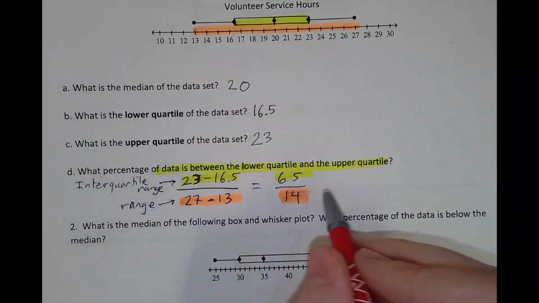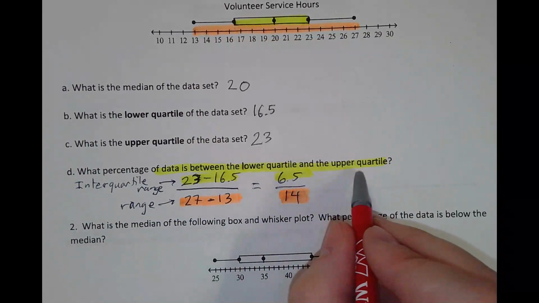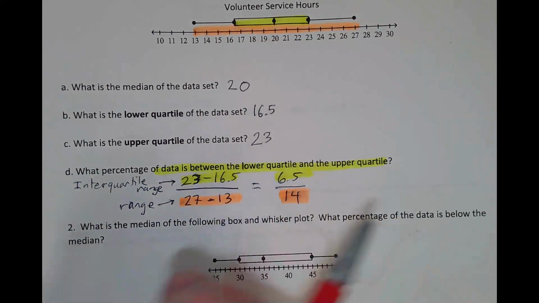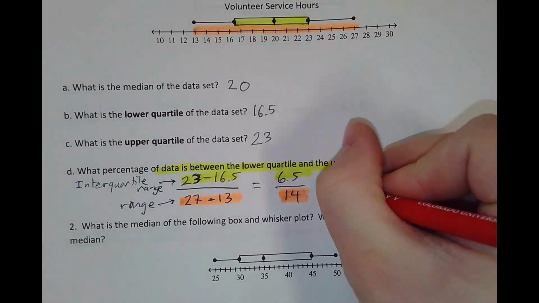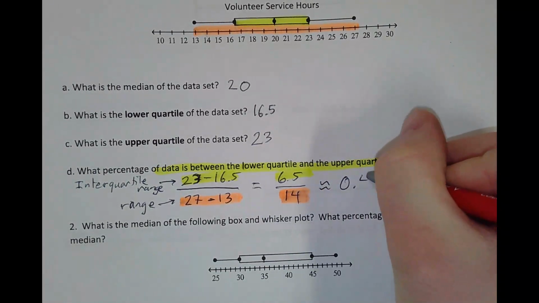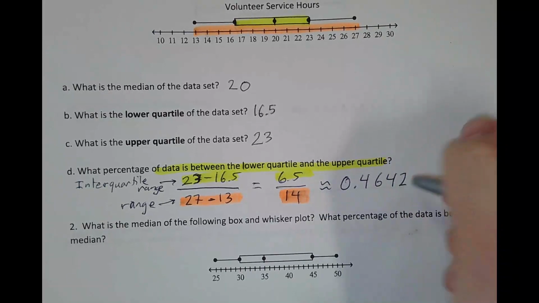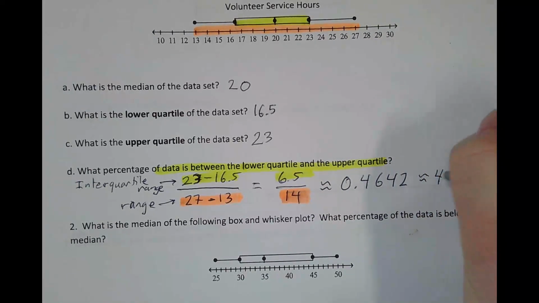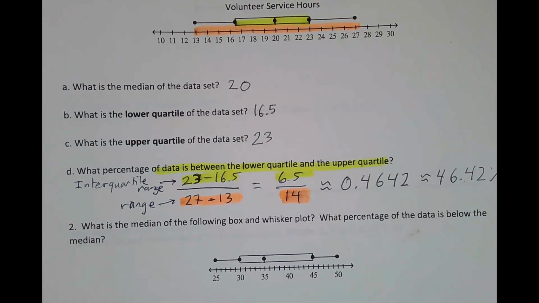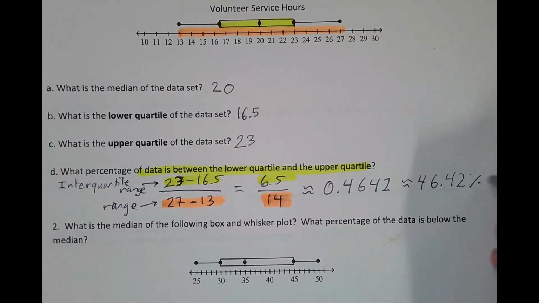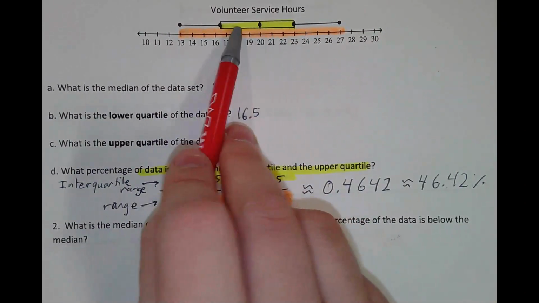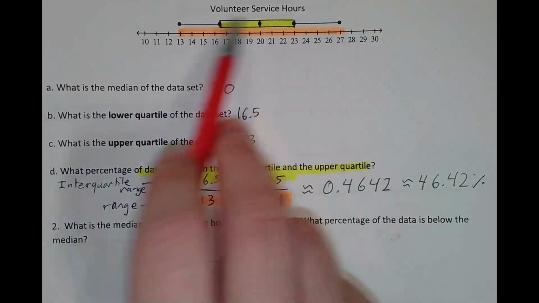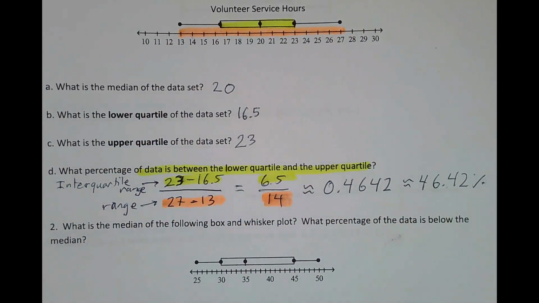It's asking what percentage of data is between the lower quartile and the upper quartile. It's going to be 6.5 divided by 14. The answer is approximately 0.4642, which we know is about 46.42%. Now you can ask yourself, does that look about right? Based on the image, does it look like this is about 46% of the entire thing? So it's about half. I think that answer does make sense.